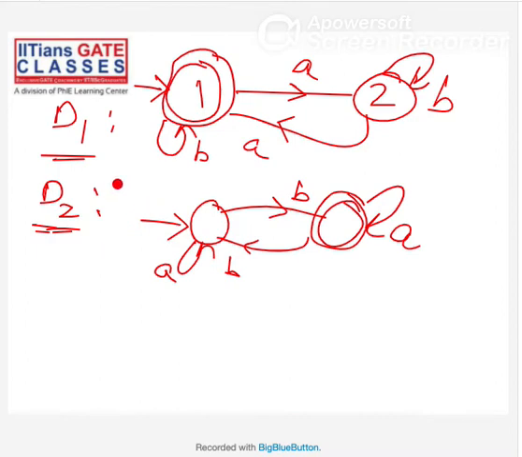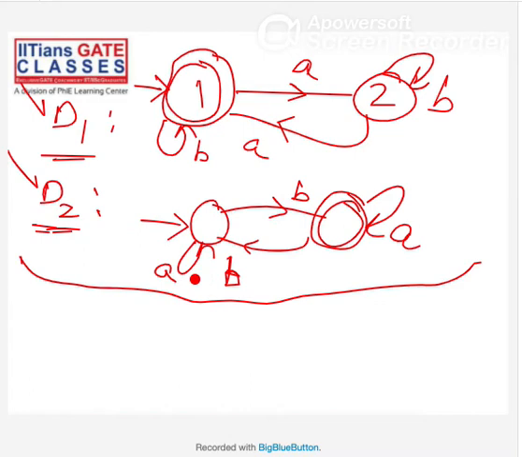Okay, so you have D1, D2. So basically you have two regular languages. For those regular languages, you have two DFAs, D1 and D2. Now let's find out how to make a DFA for L1 intersection L2. Let's call this state P, and let's call this state Q. So you have state P, state Q, state 1, state 2.